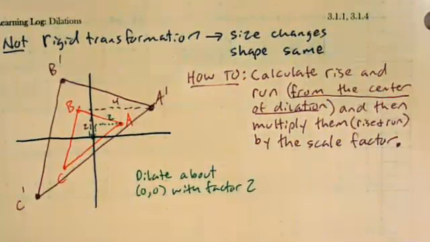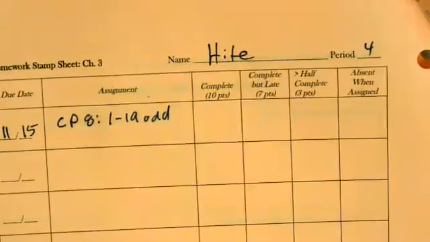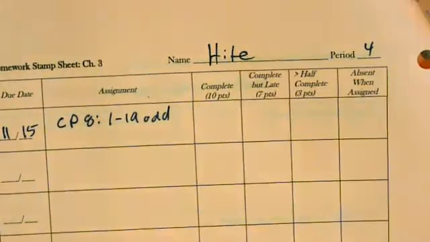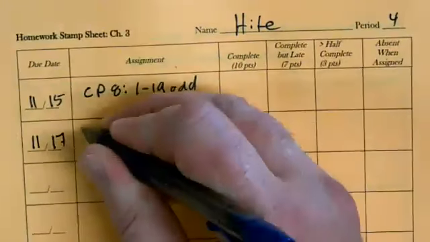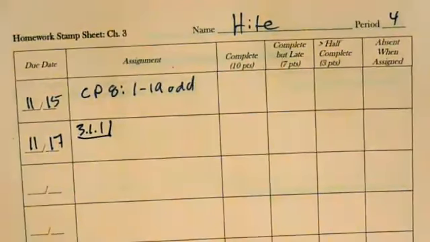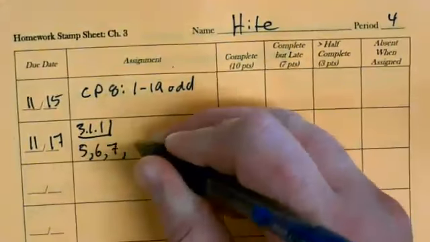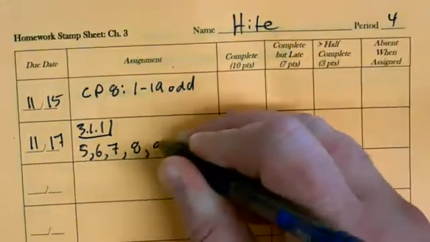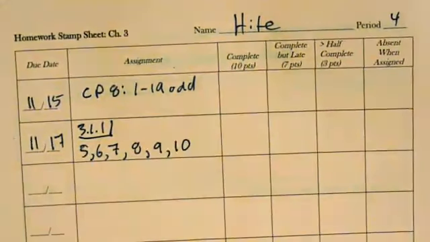All right. Okay, that's great. You guys did awesome today. That's going to be our notes for today. You have some time to start on the homework, and that homework is going to be due next class, which is the 17th. It's going to be 3.1.1. We're going to be doing problems 5, 6, 7, 8, 9, and 10. And that is all.